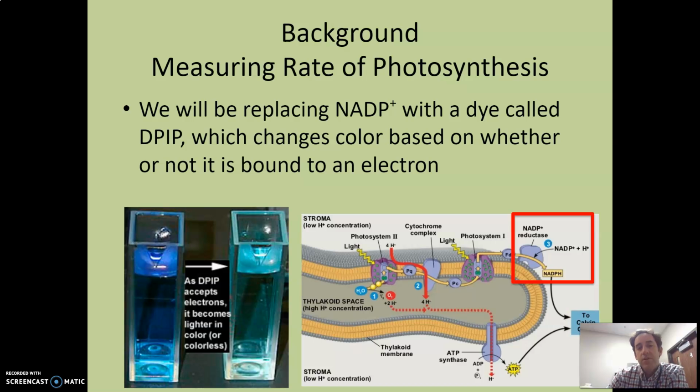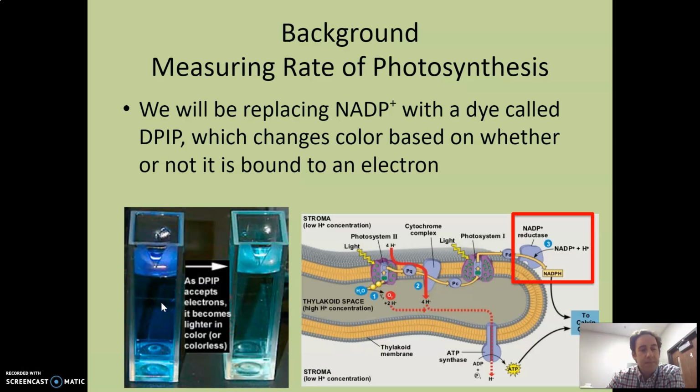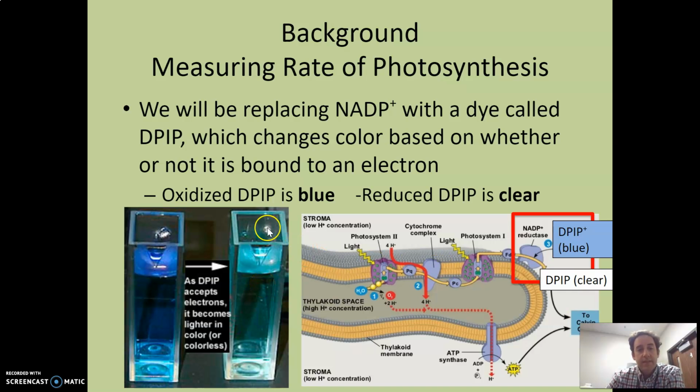So in this lab, what we're going to do is replace the NADP+ with a dye called DPIP. And the interesting thing about DPIP is that it changes color based on whether or not it is bound to an electron. So here you see a bluish color for DPIP, but if it accepts an electron and becomes reduced, the color actually becomes lighter. And so what this means is the oxidized DPIP is blue, the reduced DPIP is clear, and so as photosynthesis takes place, this blue DPIP will be accepting electrons and becoming clear.